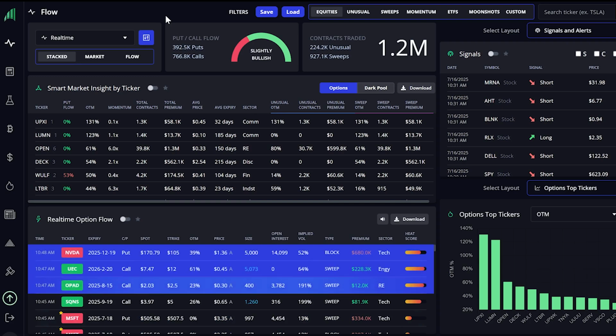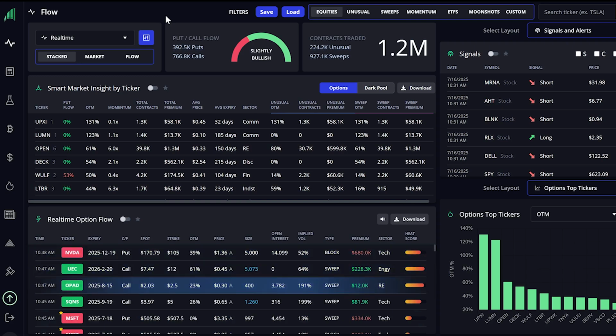And I'll say right away, there's a lot going on in this dashboard. If you haven't used options flow tools before, this might look a little bit overwhelming, and it can be at first, but Insider Finance has some really nice tutorials to help you navigate the platform, and I'll show you what the features are and how to use them.